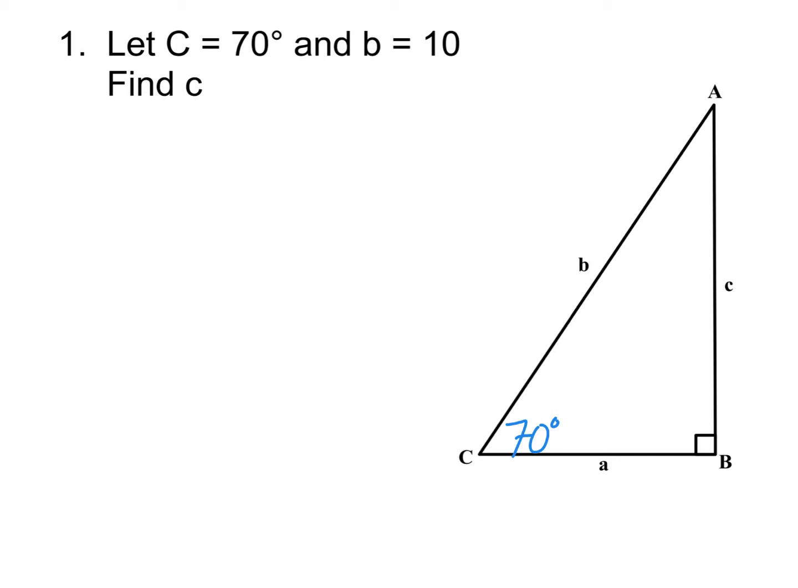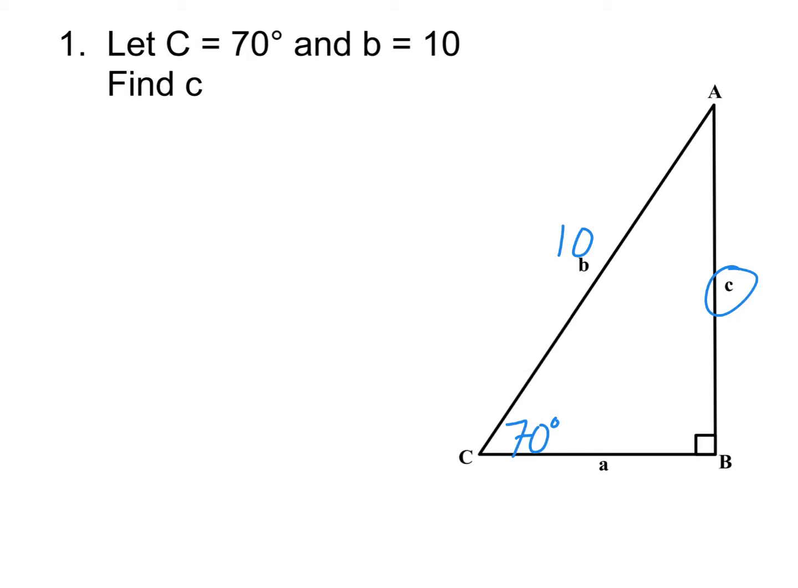B is 10. Now notice it's a lowercase b. Lowercase always represents a side length or a side. So then I know that b is 10, and then it's asking us to find c. Now I label my picture first because then that allows me to figure out which of the trig ratios I need to use, sine, cosine, or tangent.